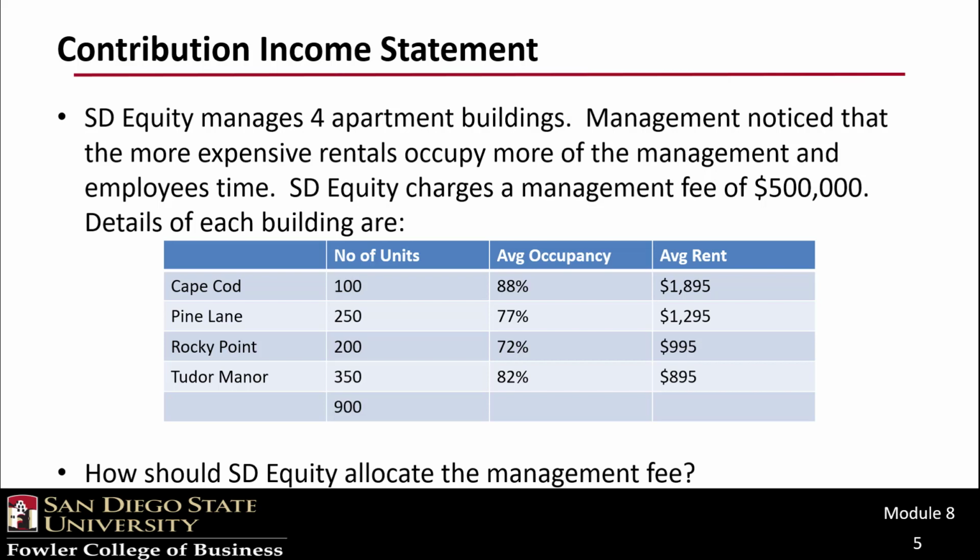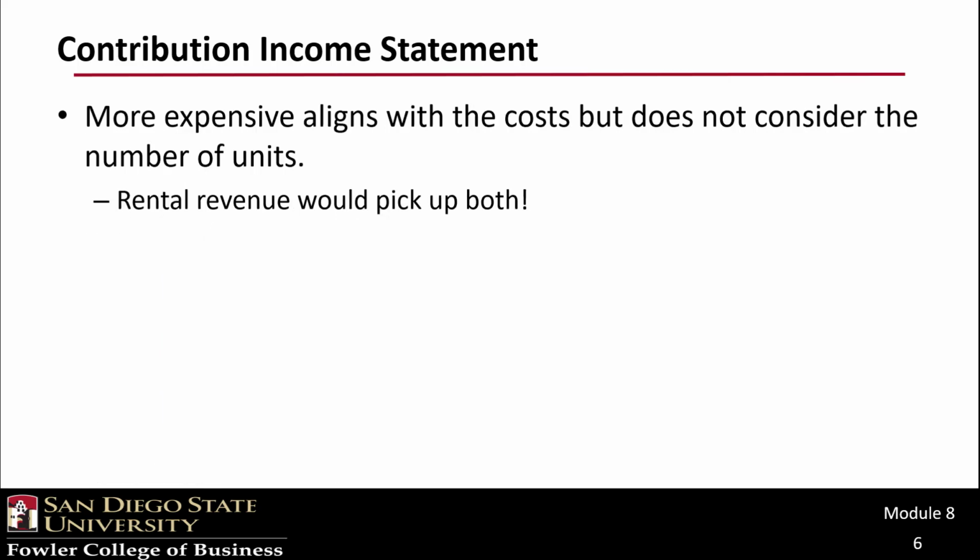You can see that going from the top to the bottom, Cape Cod to Tudor Manor, they're ranked in order of the number of units. We've got the average occupancy for each building, and we also have the average rent. So you can see that they're also ranked from highest rent to lowest rent. And the question is, how should SD Equity allocate the management fee?